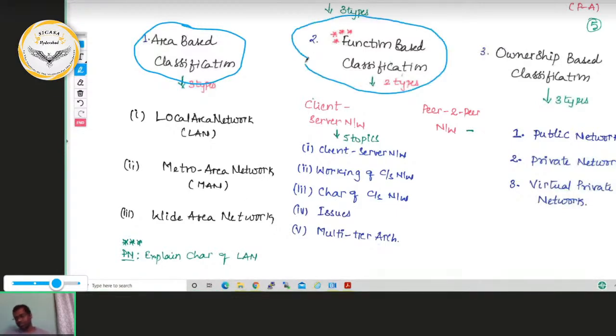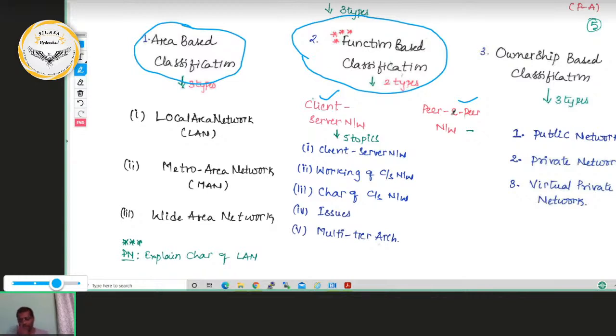Now this function-based classification is further divided into two types. First is client-server network, second is peer-to-peer network. How exactly do we distinguish them? Using a parameter called the server. If a particular network consists of a server, then it is called a client-server network. If a network doesn't require a server, it is called a peer-to-peer network.